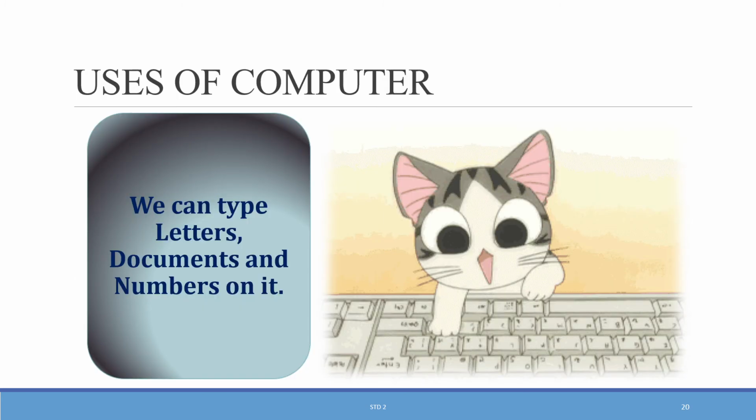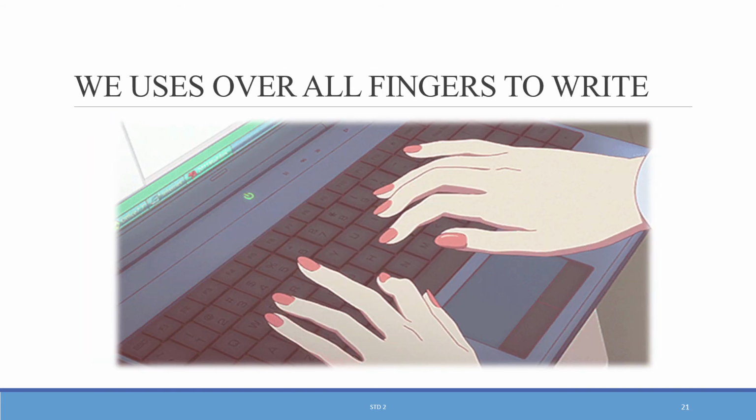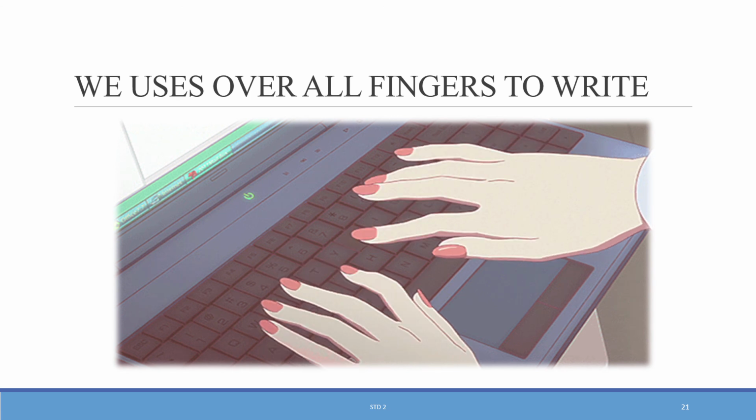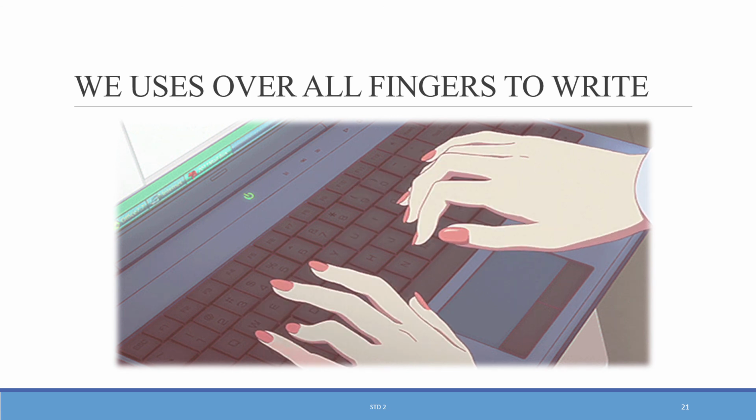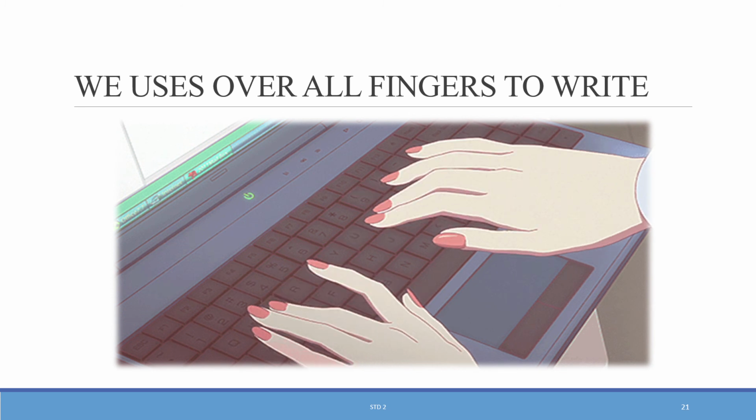Now for typing, uses of computer. Why we use a computer? We can write or we can type a letter, document, numbers on it. In a computer we can write, we can enter the numbers also, we can draw anything also, and we can write any special symbols also, right? See this hand, the fingers are moving on the keyboard, so we are writing in a computer, and for writing we use a keyboard.